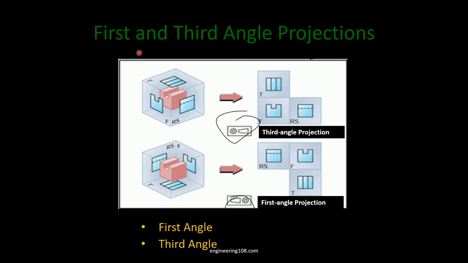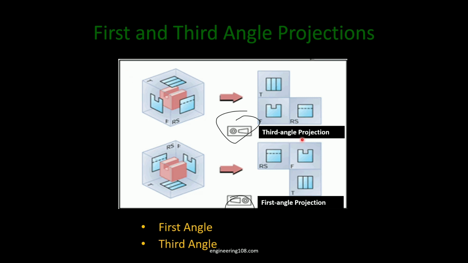In this slide there are two types of angle projection. First is third angle projection and second one is first angle projection. The first angle projection will be in the first quadrant and the third angle projection will be in the third quadrant for the observer. First angle projection means the object will be in between the observer and the projection plane. In third angle projection, the projection plane will be in between the observer and the object.